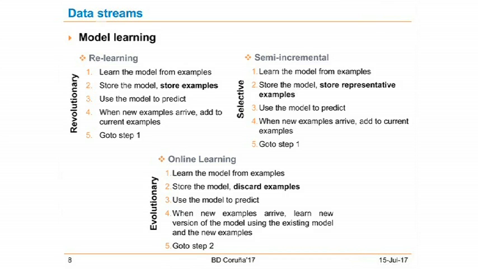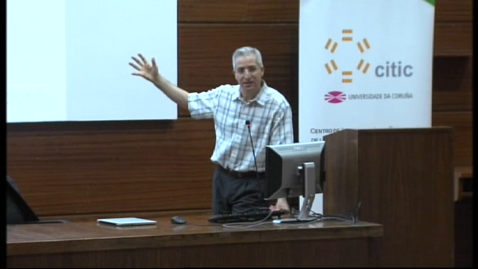Okay, this is basically just a summary, just to make it clear. So model relearning, or if you want, this is the revolutionary approach. You learn the model from examples, you store the model, you store the examples as well, and then you use the model to predict. If you have new examples, then you add them to the current examples, and then you retrain your model. Now, if you go for semi-incremental or semi-online, I don't need to go into the difference between incremental and online learning. You learn the model from examples, you store the model, you store some representative examples, and then you can use your model to predict. When new examples arrive, add them to the current examples, and then go to step 1 to adjust your model.